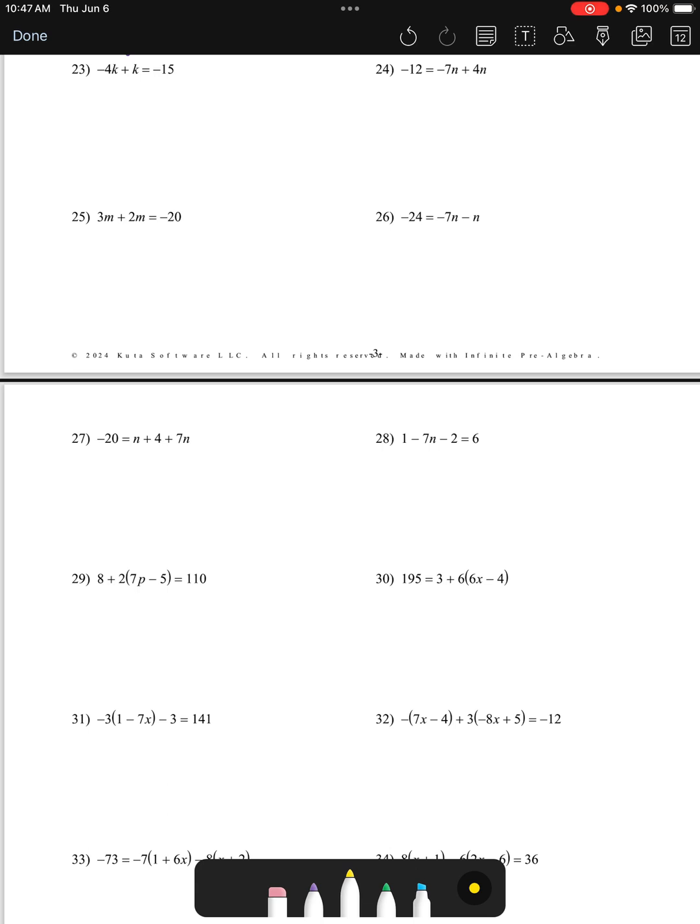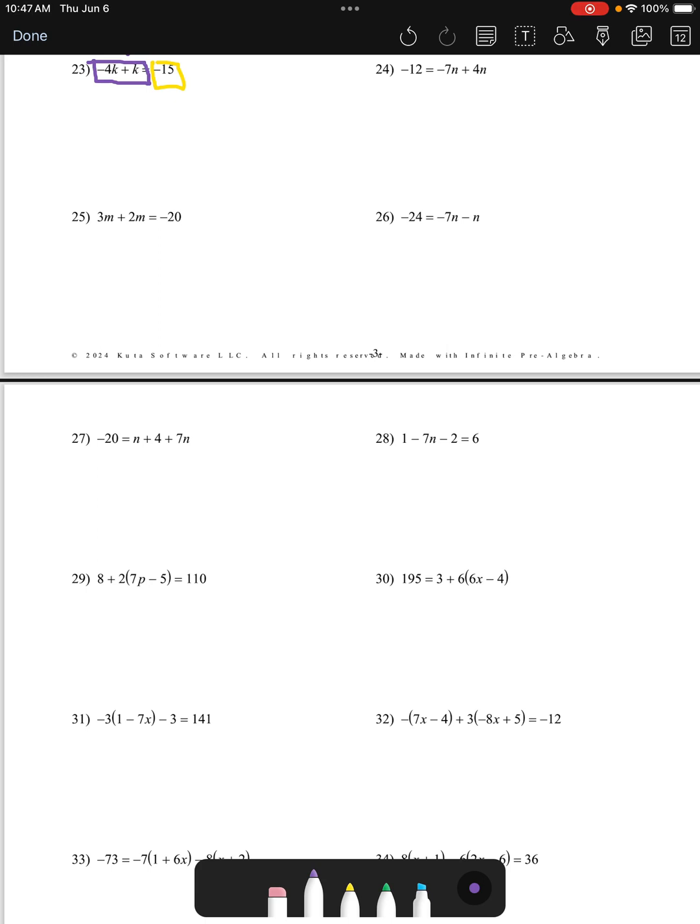In today's video, we are still working with multi-step equations, but we're going to need to do a little bit of spring cleaning. So let me show you what I mean. In the first example, the left-hand side of this equation and the right-hand side of this equation, I'm going to box them up.